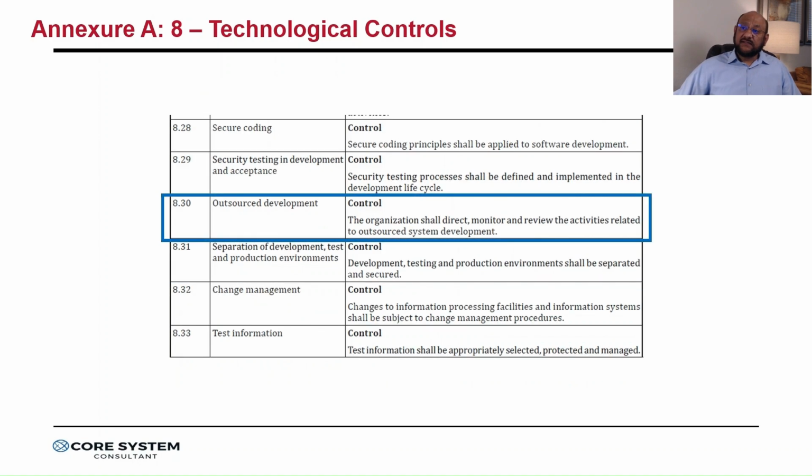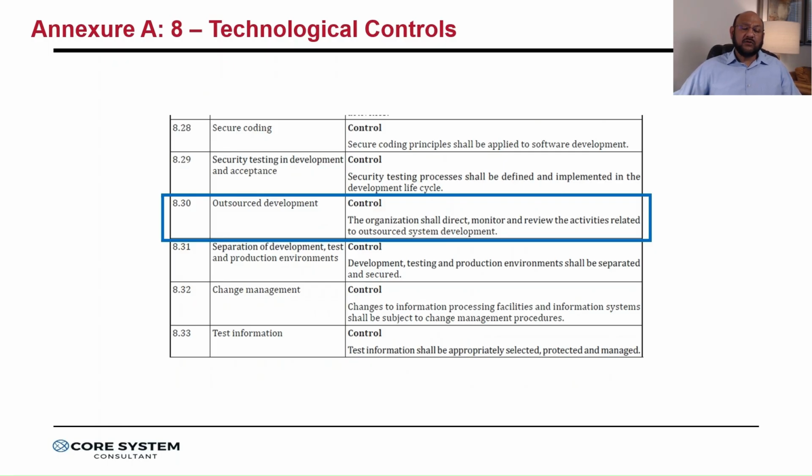Outsource development, this again goes in line with the previous control that we discussed regarding supplier management. So this is pretty much aligned, and you need to make sure that if there is any outsource development, you are making sure that the supplied products are not coming with any vulnerabilities which may impact your operations. So all of that needs to be made sure.